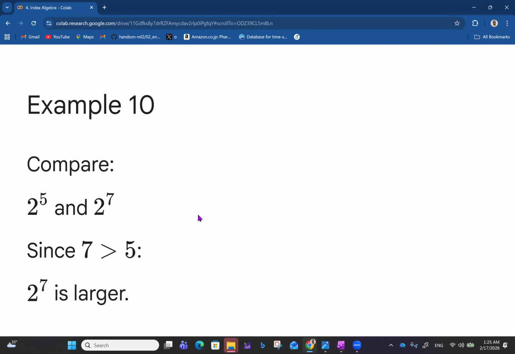Compare 2 raised power 5 and 2 raised power 7. Of course, the bases are the same, and 7 is greater than 5. So it automatically means that 2 raised power 7 is larger than 2 raised power 5.